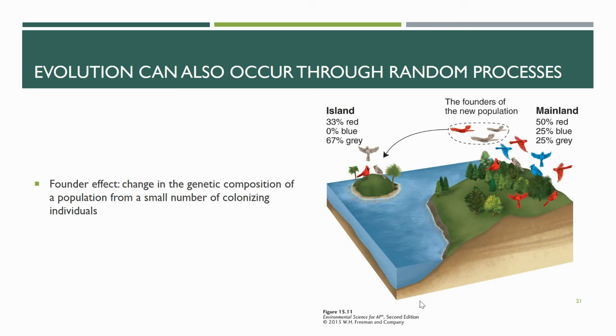Last is the founder effect. So this is what Darwin would have seen on his trip through the Galapagos Islands. There is a change in the genetic composition of a population from a small number of colonizing individuals. So on the mainland, we have red, blue, and gray birds. But if only red and gray birds can fly to that island, that island population will be of only that type. And eventually, they may even develop into their own species. So that is all about biodiversity and adaptations.